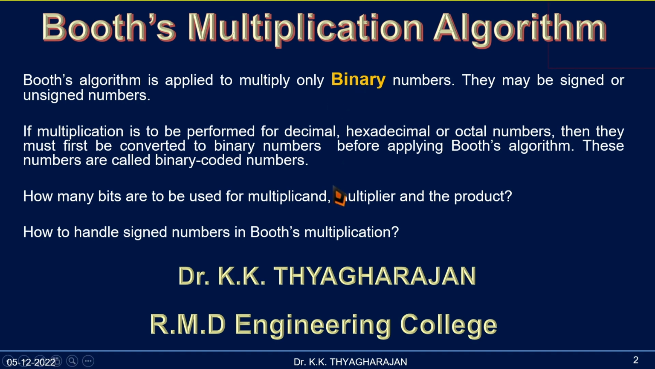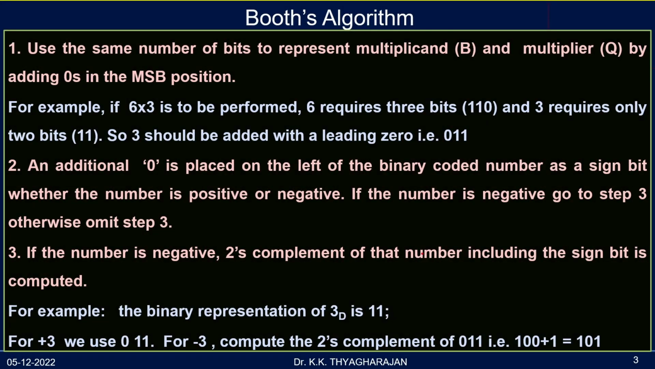So, if decimal or hexadecimal or octal numbers are to be multiplied, first they must be converted into binary numbers. These numbers are also called binary coded numbers. Let B be the multiplicand and Q be the multiplier. While binary coding B and Q, use the same number of bits for both B and Q because the same size of registers will be used for both.